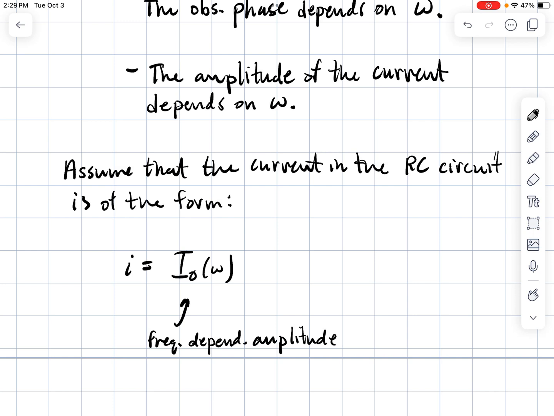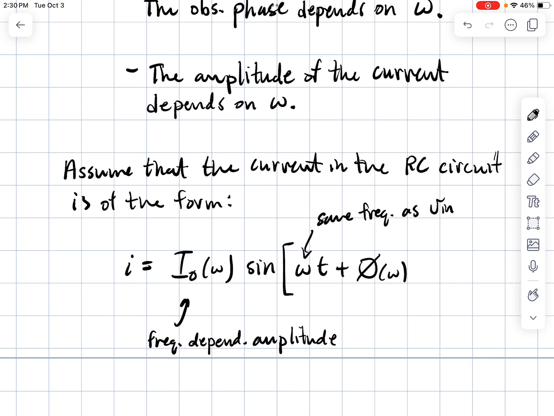We said our current would oscillate sinusoidally, so there'd be some sine function in there. It has the same frequency, so I'll put in the omega t, and so this is the same frequency as Vin. But we said that there would be a phase shift, and the way we can incorporate the phase shift is to add a plus phi. I'll use phi for our phase, and we said that that was also going to depend on frequency. And so this is a frequency dependent phase.